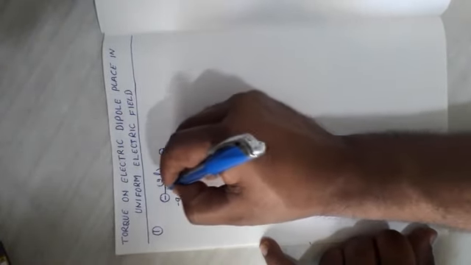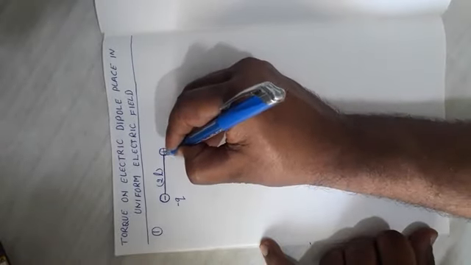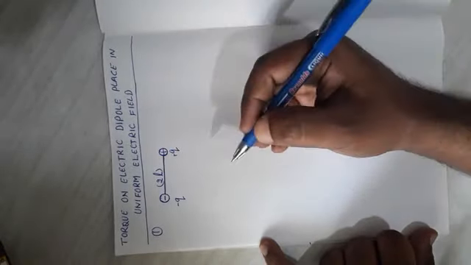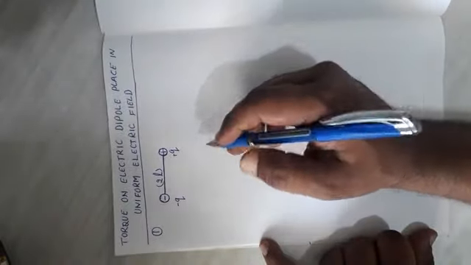So, this is electric dipole. Di means two, pole means nature. So, it has two charges which are of opposite nature.